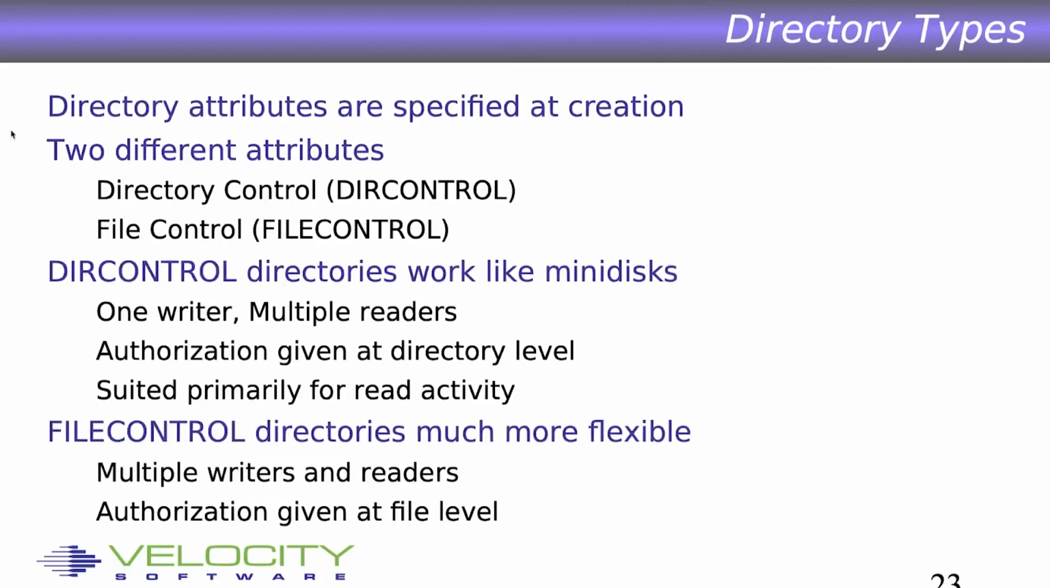Directory attributes are specified at directory creation. There are two different directory attributes. There's dir control, which stands for directory control, and file control, which stands for file control. A dir control directory works like a minidisk. One writer, multiple readers, authorization is given at the directory level, and it's suited primarily for read activity to a directory. A file control directory is much more flexible, and I'm pretty sure that's the default.